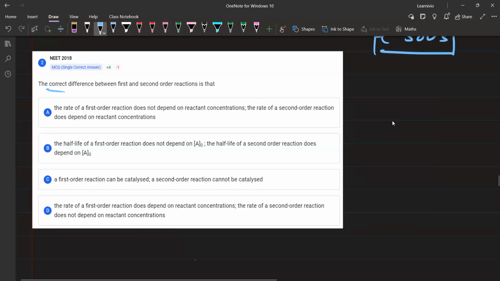The correct difference between the first and second order reaction is that. Take 1 minute for this, ज़्यादा नहीं. सवाल.